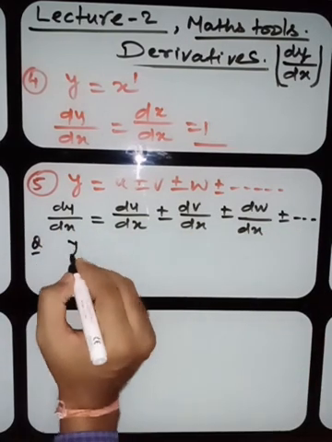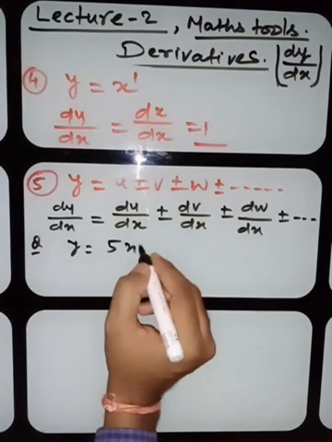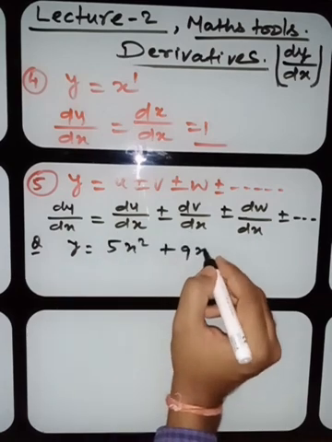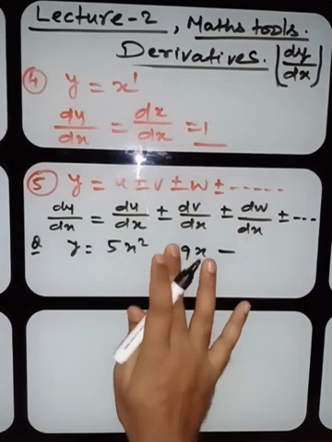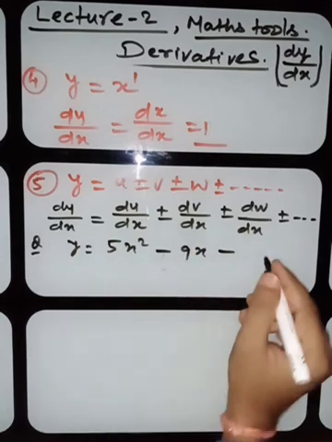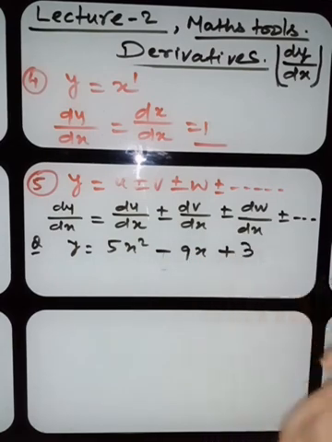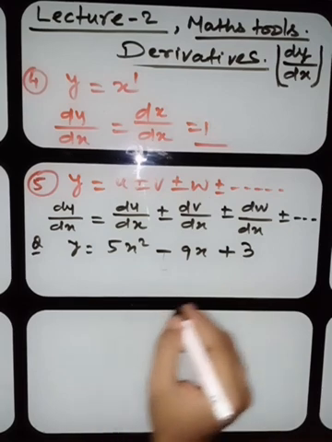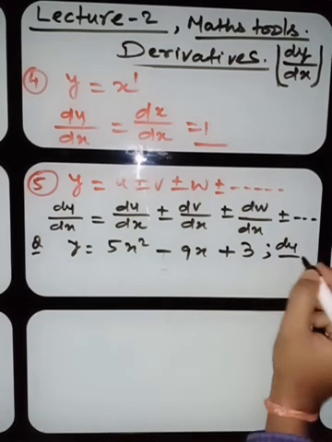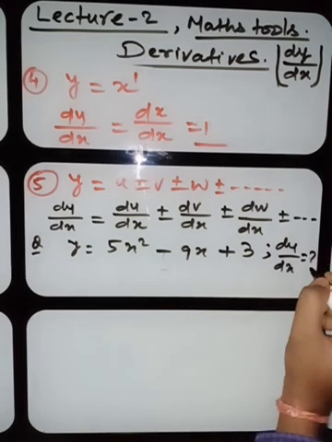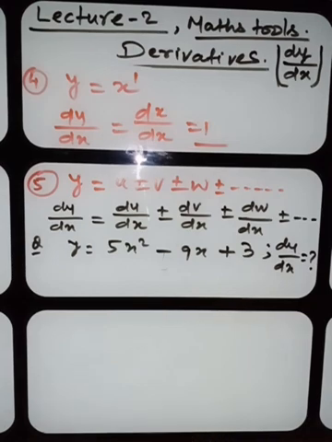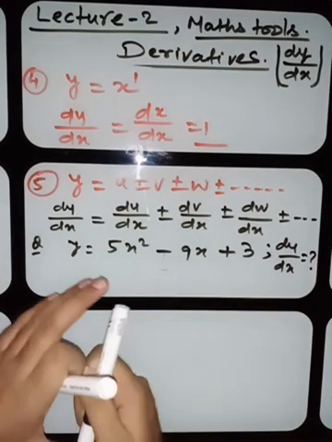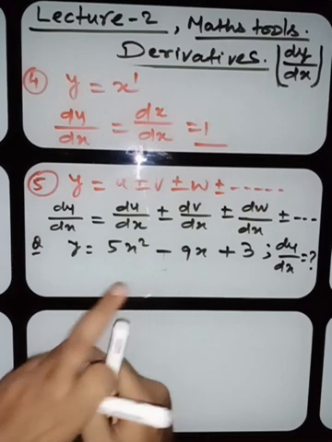This is your class work. y = 5x² - 9x + 3. Okay, what will be the answer? Find dy by dx. What is dy by dx? Hurry up. Solve this question while I'm drinking the water. Hurry up.